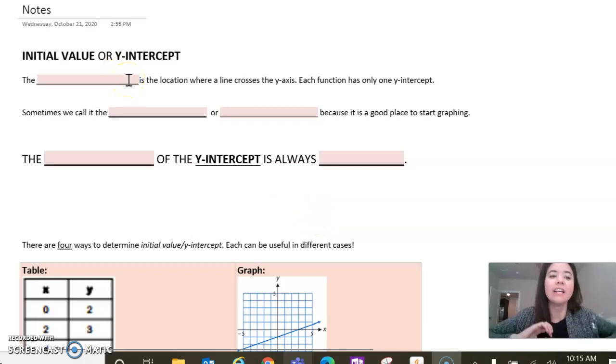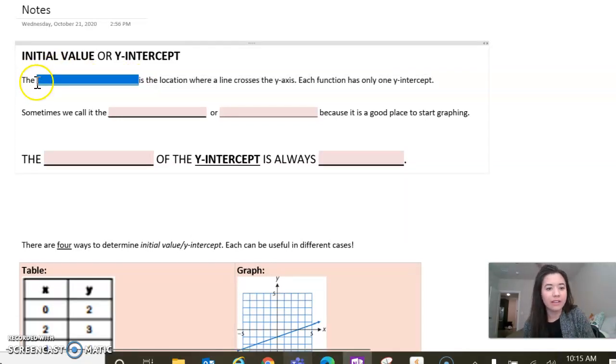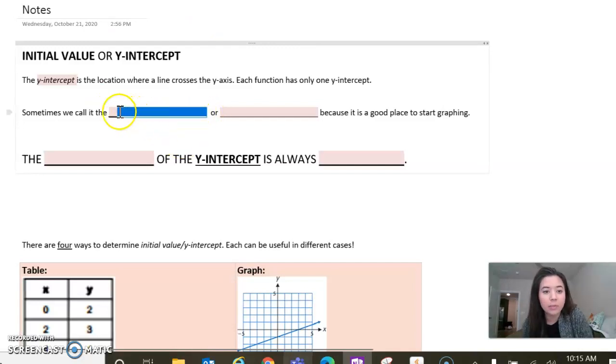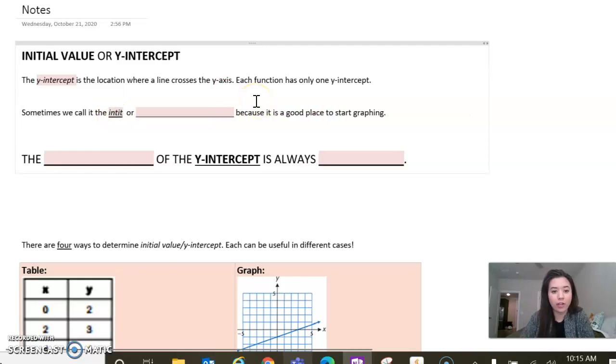Hello again. We are on day 3 of Unit 3, and today we're talking about initial value. Another word for that is the y-intercept. So the y-intercept is the location where a line crosses the y-axis, that vertical axis, and each function has only one of these. Sometimes we call our y-intercept the initial value.